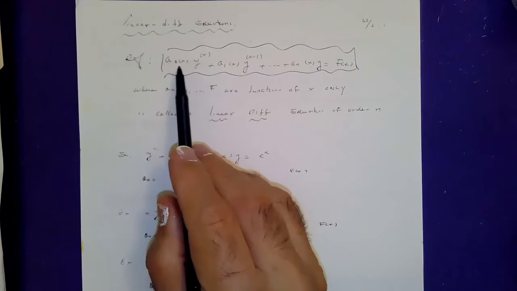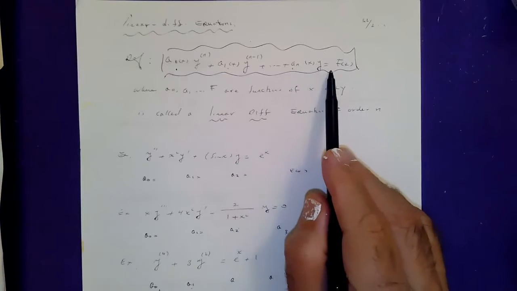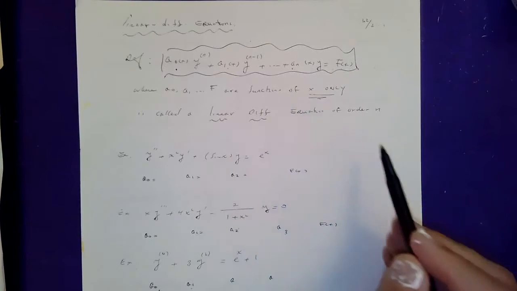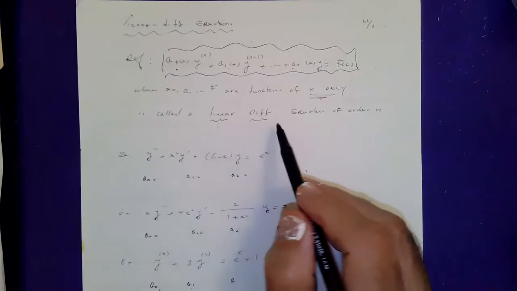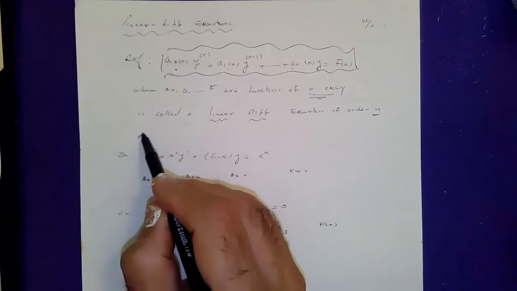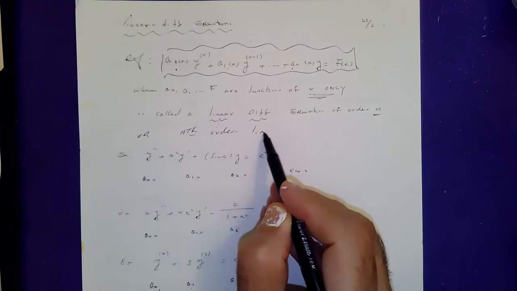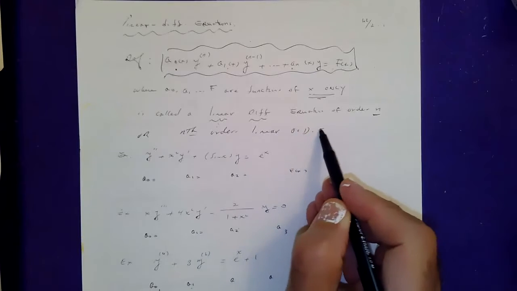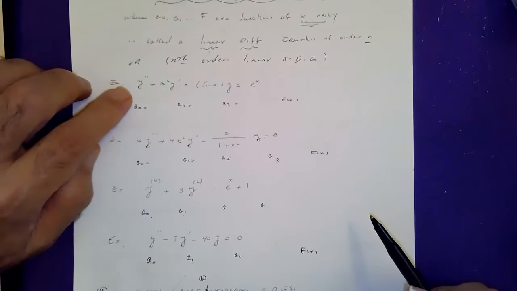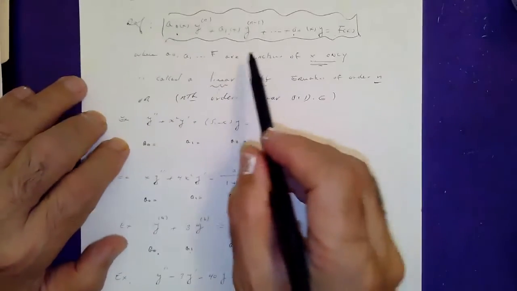Notice all these coefficients, a0 all the way to an, including f of x on the right side, they are a function of x only. And it's called a linear differential equation of order n, or sometimes people call it an nth order linear ODE. So that's the title of this equation inside the box. Question, is this linear? Yes, it is, because it fits the description.